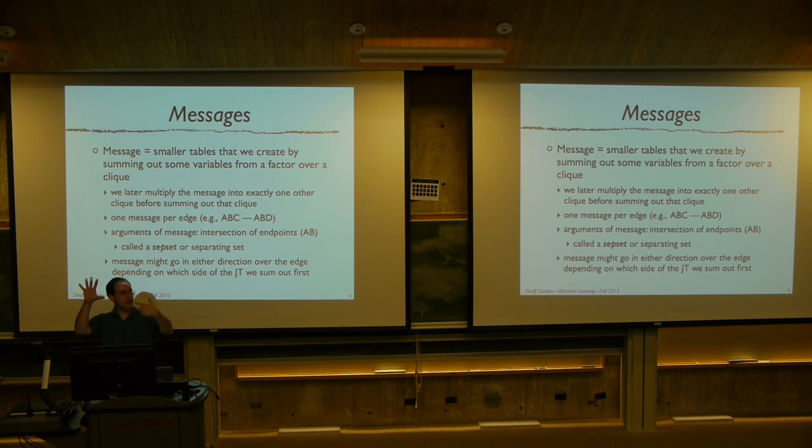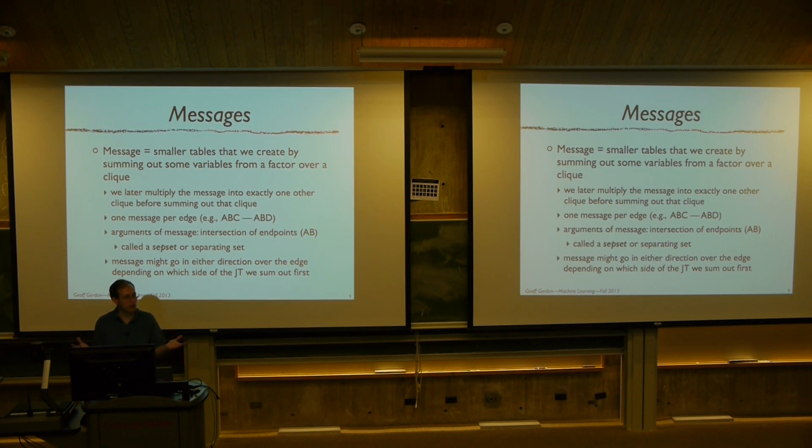So if you're summing out from this side of the tree, you're summing out these variables first, and you'll get a message that you could pass in that direction. So you take the same edge, there's the other side of the tree. If your elimination order starts from over here, you're summing out this side of the tree and passing a message in that direction, right? And those don't have to be the same message. They have the same argument set, but they don't have to be the same message. This is when you're talking about the entire tree, not just one edge. A message only makes sense when you're talking about the entire tree.